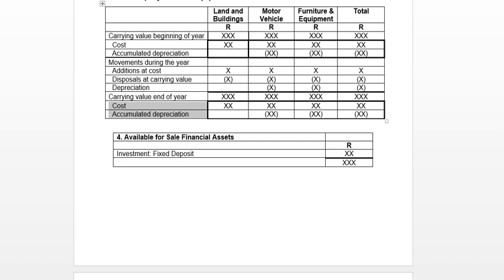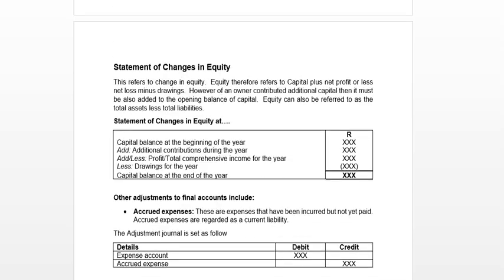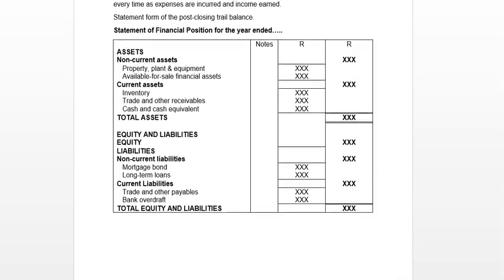Our available for sale financial assets. So this is only your long-term investments. So most commonly in this course, it will only be your investment in a fixed deposit, a long-term fixed deposit. Okay. So those are our non-current assets, our long-term assets.